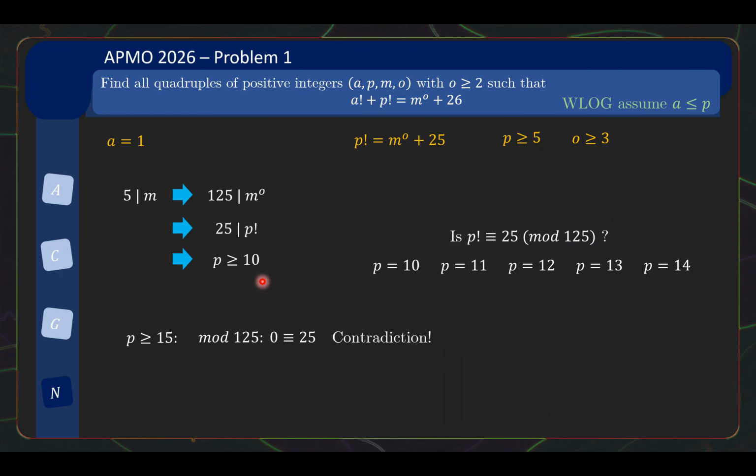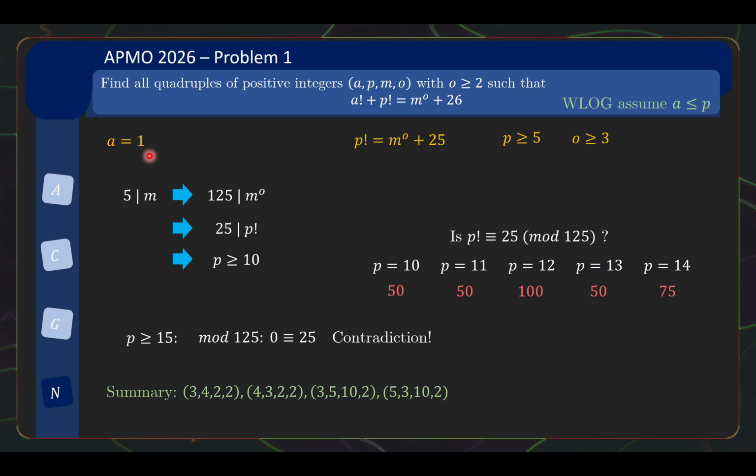Yeah, I mean, it's brute force, but basically the question here is, is P factorial congruent to 25 mod 125? Because this is 0, congruent to 0 mod 125. So if P factorial is not congruent to 25, then we'll get the contradiction. This is not too hard to check because 10 factorial ends with 800, right? So 800 mod 125 is 50. Then you just times 11, times 12, times 13, times 14. So all these are not congruent to 25, and therefore there are no solutions here.